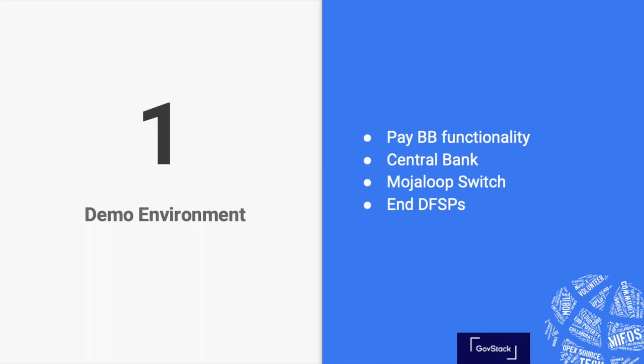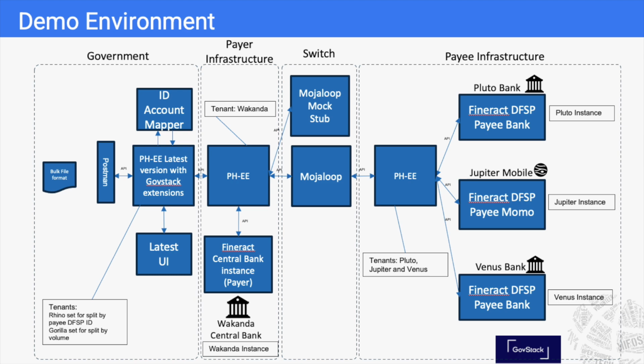So firstly, let us look at the demo environment. You'll see this has been split up into 4 sections. One section covers the government functionality, effectively the GovStack implementation of the payments building block using Mifos PHE. The second section is the payer infrastructure we've built out, again using PHE but using Fineract as a DFSP instance, replicating a central bank where the program accounts would be held.